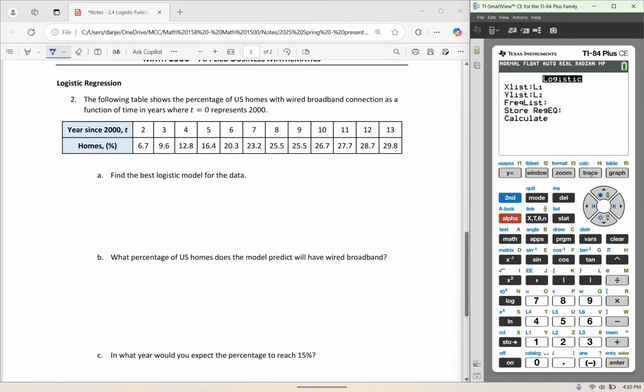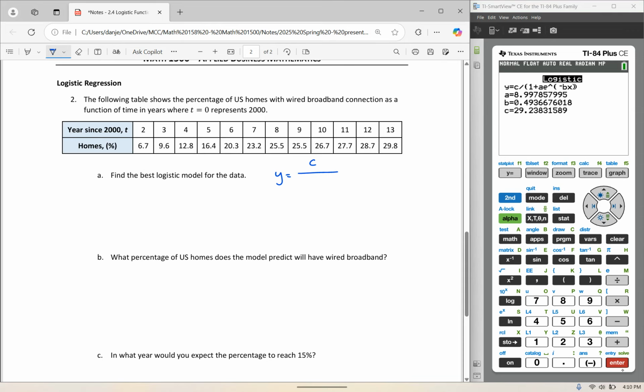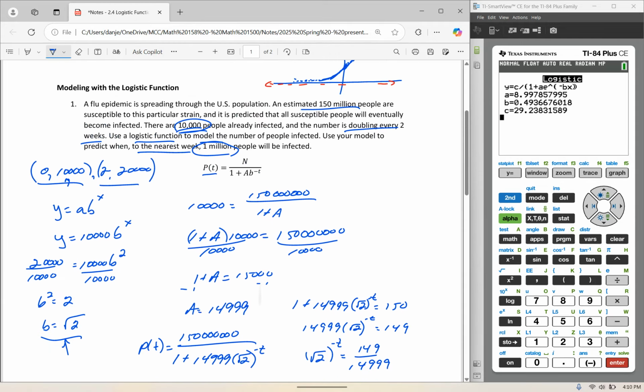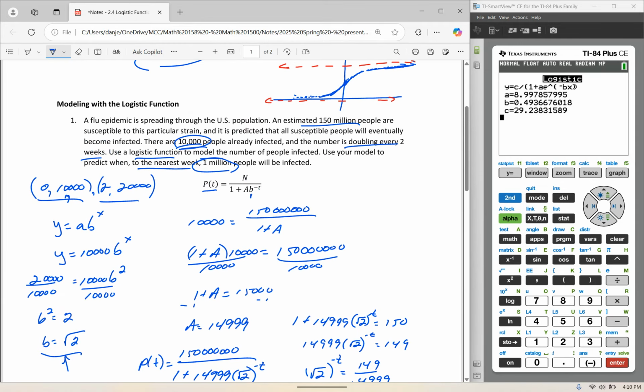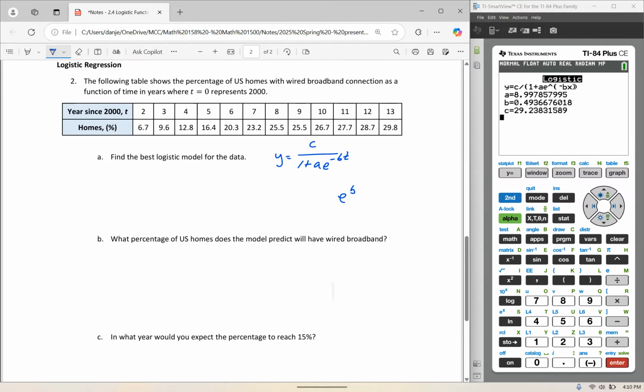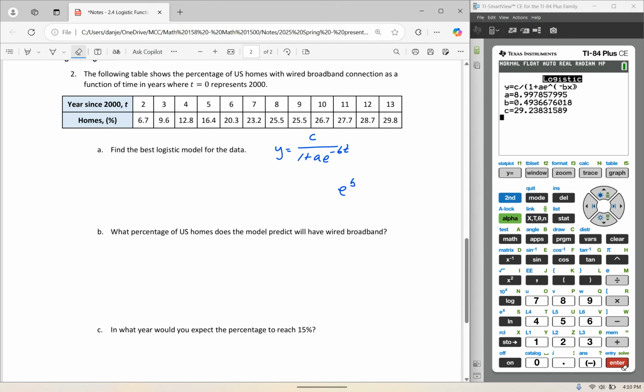We're going to store our regression equation in Y1. Calculate that. You'll notice that the calculator gives it back to us a little bit differently. It uses y equals c over 1 plus a times e to the negative bt. E to the b here operates the same as in the function up here, just the b.